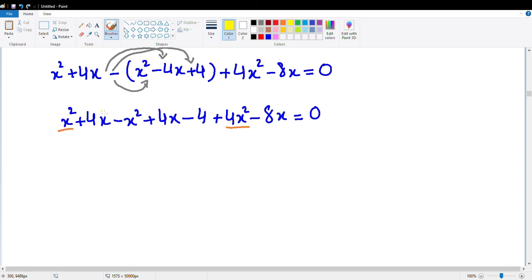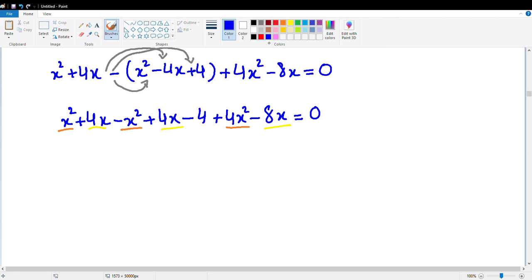Better yet, instead of circling, why not just underline it? 4x, 4x, and minus 8x. And we have this right here, x squared minus x squared. And minus 4, it can't really be simplified with anything else, so we're just going to leave it at that.